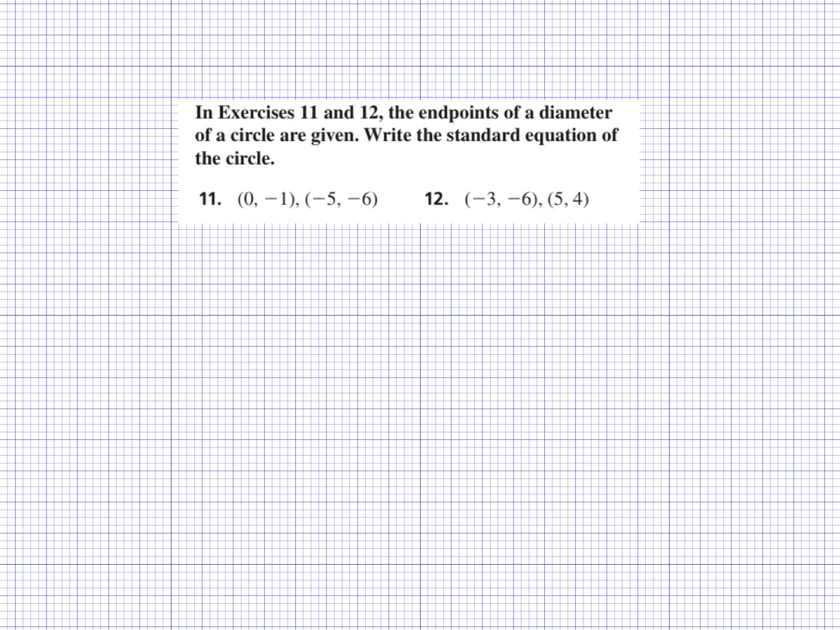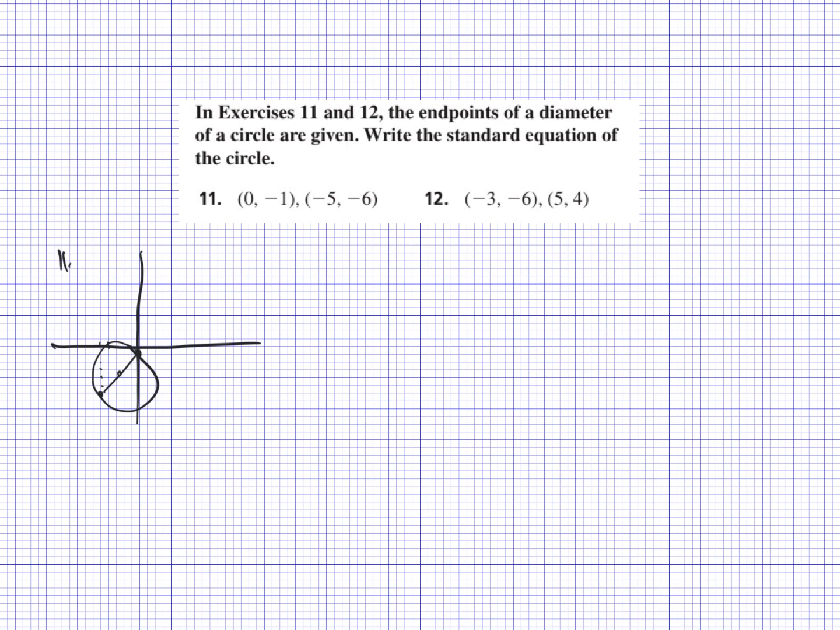Okay, the endpoints of a diameter of a circle are given. Write the standard equation. Well, visually, let's take a look at this. It's not necessary, but we can do this. All right, (0, -1) and (-5, -6). So these two are on the circle. Those are the ends of the diameter, so the circle looks something like this.